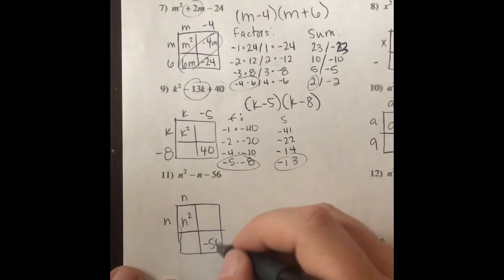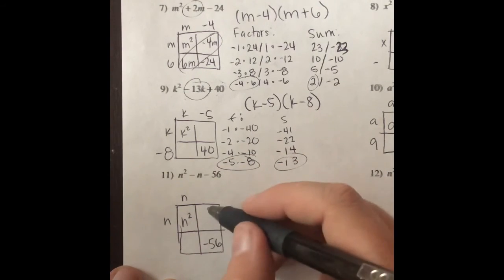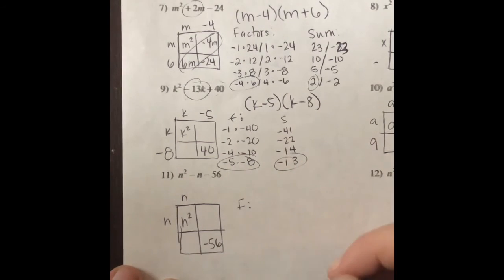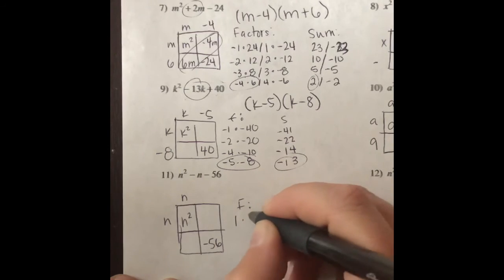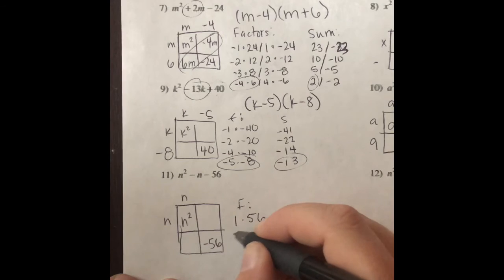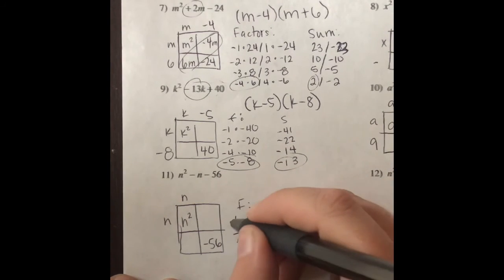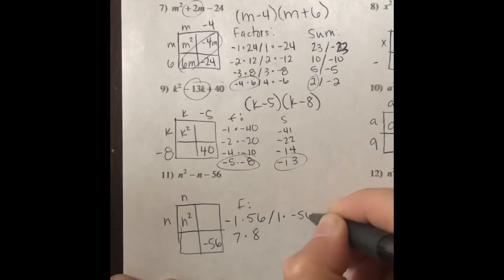All right, we're looking for a negative 56, and we have a negative here, which means one of our answers is negative, one is positive. So our factors of 56, 1 times 56, 7 times 8. We want the ones that are 1 apart, and remember, one has to be positive, one has to be negative. So we could go here or here.